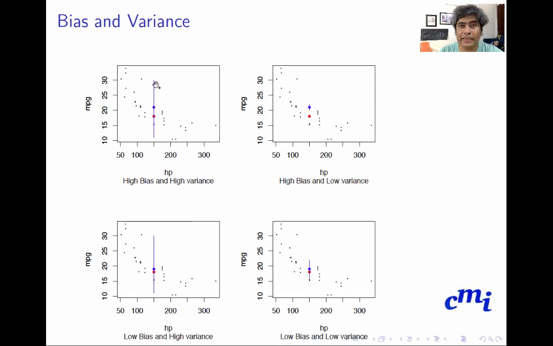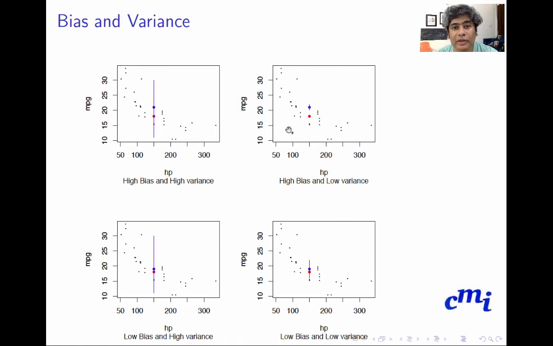That means basically we are saying that any value between this range could be a possible value. Using the variance or standard deviation or standard error of the estimator, we can compute a confidence interval. So this gives us the variability of our estimator. So this is an example of high bias with a high variance.